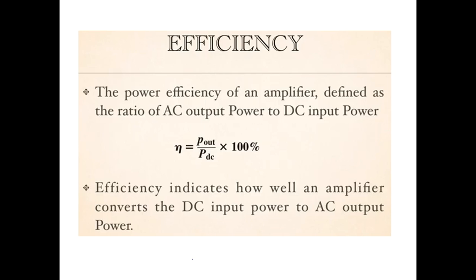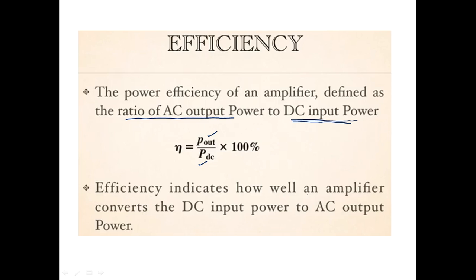Now what are the three parameters that affect the class of a power amplifier? The first one is efficiency. What do we mean by efficiency? How do we define efficiency? The power efficiency of an amplifier is defined as the ratio of AC output power to the DC input power. We all know this particular formula. So efficiency is the ratio of output power to input DC power.